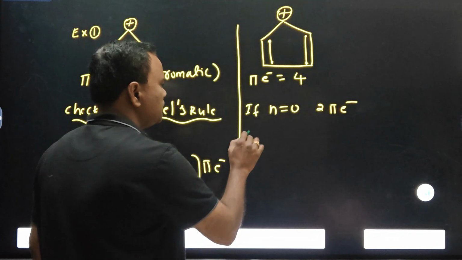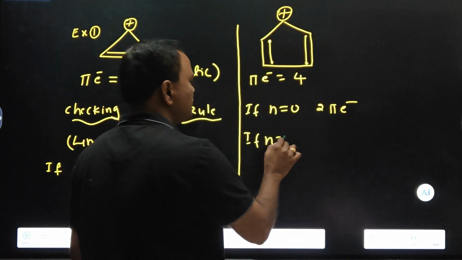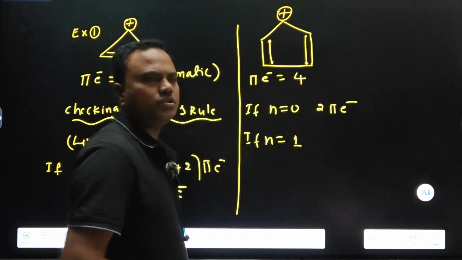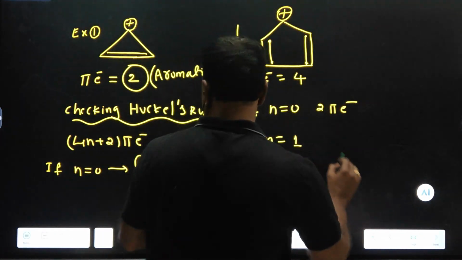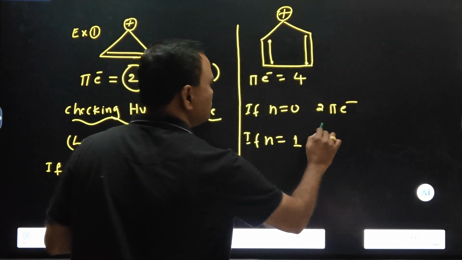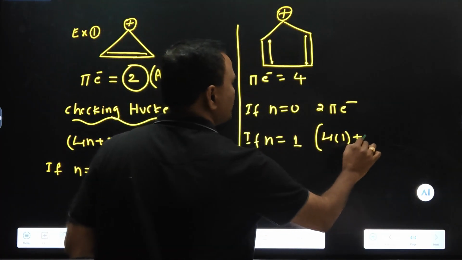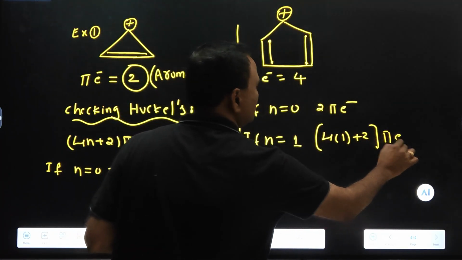If you do not get the same number of pi electrons, then we take another value of n. If n is equal to 1, substitute n is equal to 1. Tell me, n is equal to 1: 4 into 1 plus 2 pi electrons. How many are you getting?